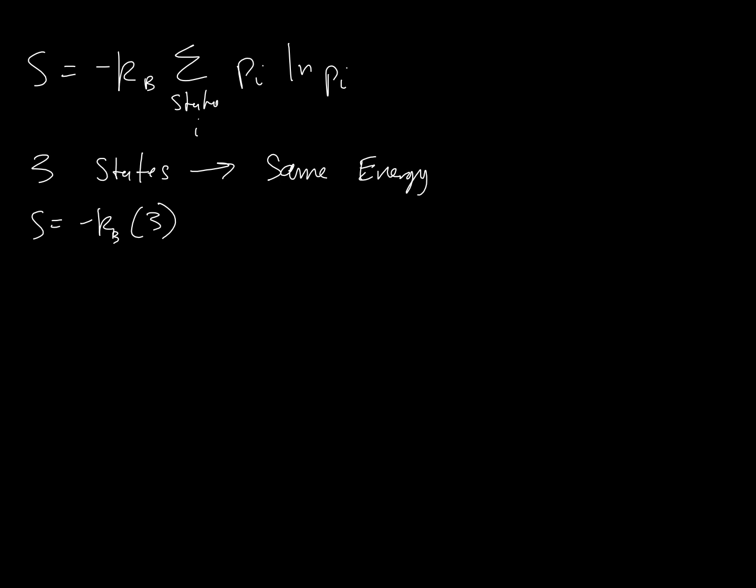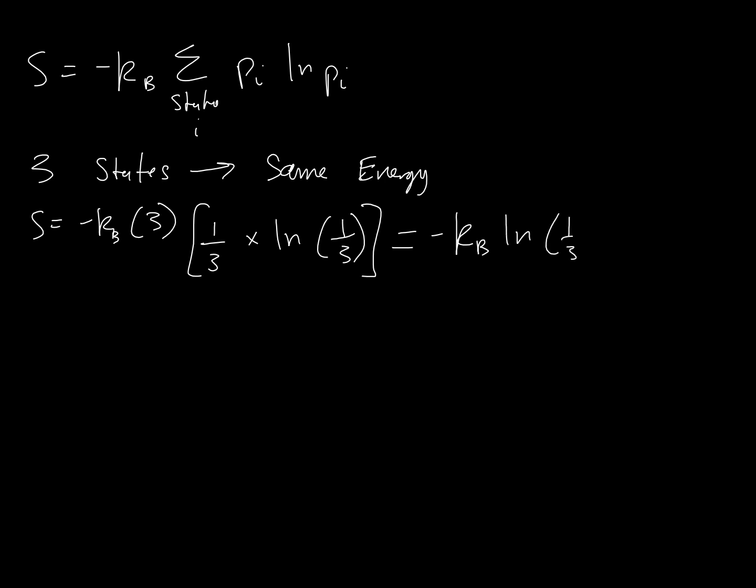If they have the same energy, they have the same probability, so we're just adding three different things that are exactly the same together. That's why we just have the three up front, and we have 1/3. Every individual state has a probability of 1/3 because it's the same energy, times the natural log of 1/3. So then our entropy ultimately equals the Boltzmann constant times the natural log of 3, which is approximately equal to 1.1 k_B.